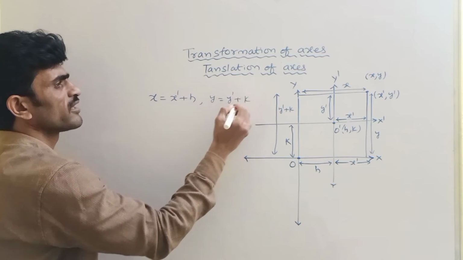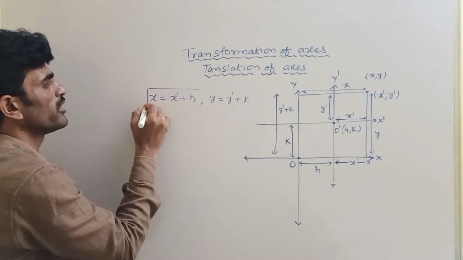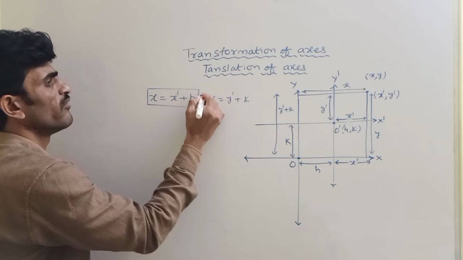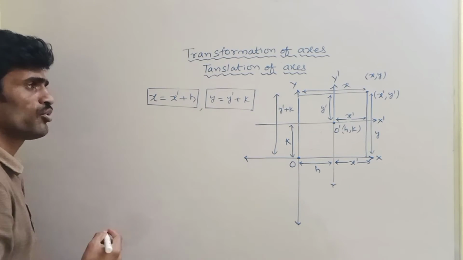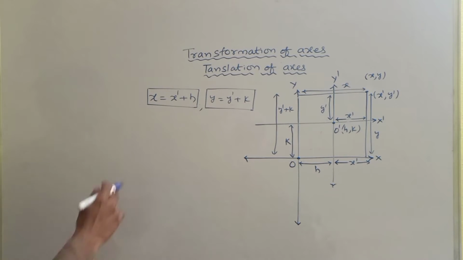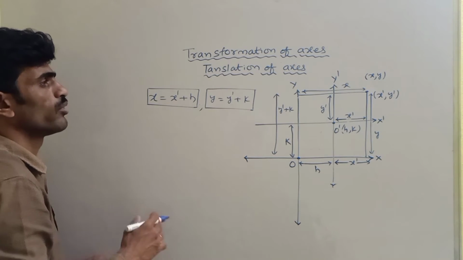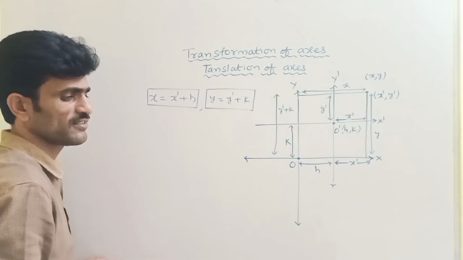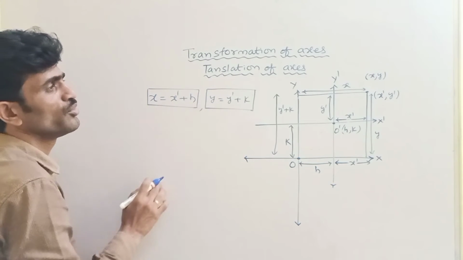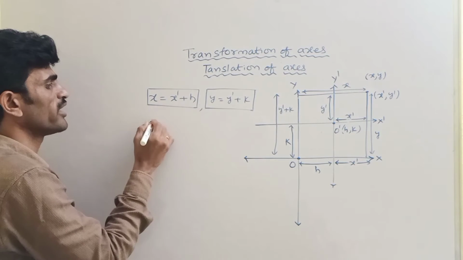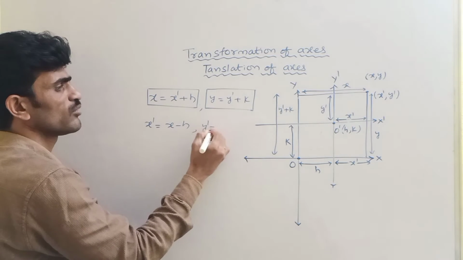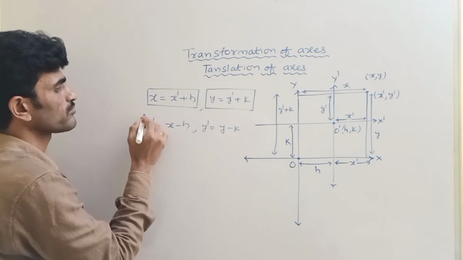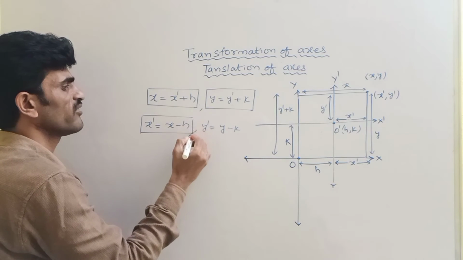These are the formulae to find the original coordinates when you know the new coordinates of the point and the new origin. Suppose the original coordinates are given and the new origin is given. In that case, you have to find the new coordinates. To find the new coordinates, x dash is equal to x minus h and y dash is equal to y minus k. By using this formula we can find it.